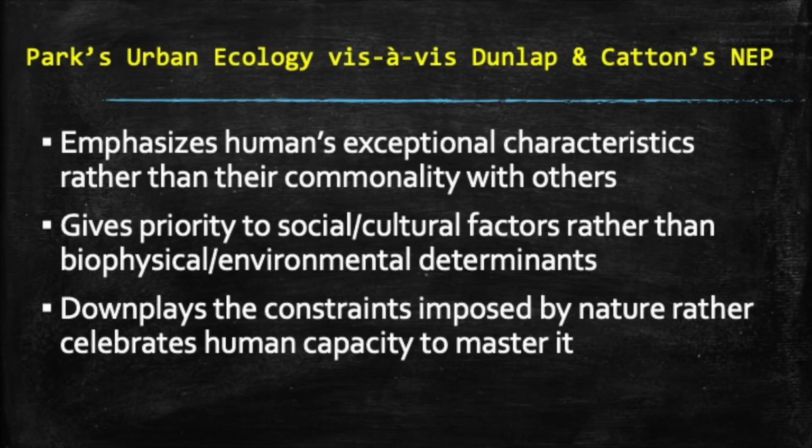or when we juxtapose that with that of Dunlap and Catton's new ecological paradigm, which we just discussed in the previous week, we may summarize that Robert Park's model emphasizes humans' exceptional characteristics rather than their communality with nature or with others in nature. And this explanation also gives priority to social and cultural factors rather than biological or environmental determinants. And it downplays the constraints imposed by nature; rather it celebrates human capacity to master it.